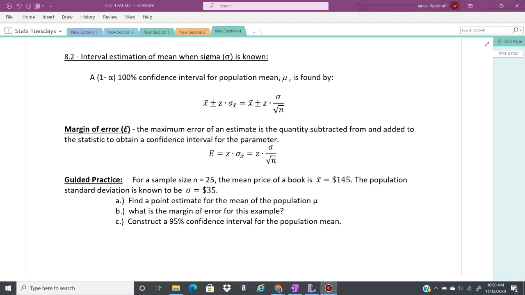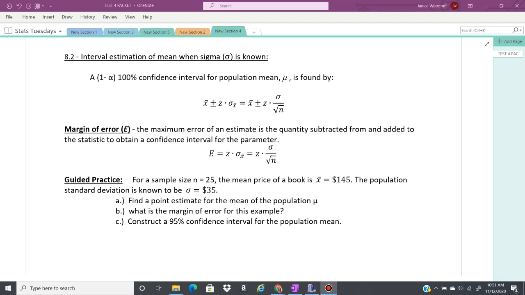Margin of error. So there's that word again. What is it? It is the maximum error of an estimate, the quantity subtracted from and added to the statistic to obtain the confidence interval for the parameter. So what is the margin of error that is within an acceptable value? What you're seeing right now in the news with some of the recounts is that states have laws: if the margin of error is above 1% or above 0.5%, then there are mandatory recounts. That's what you're seeing there.